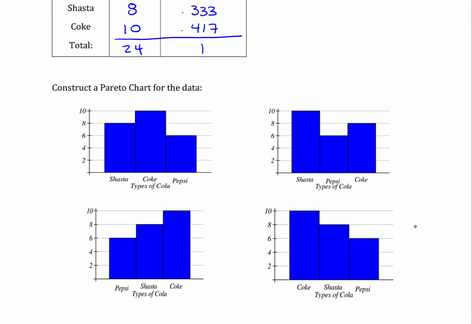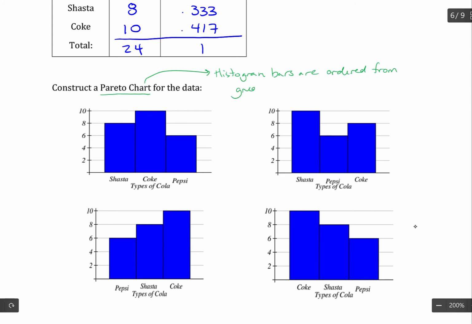So a Pareto chart, the thing that you need to make sure you remember about a Pareto chart is that it's basically a histogram, but the bars are ordered from greatest to least frequency. And the idea is that Pareto charts are only used for nominal data. And that's what we have here.